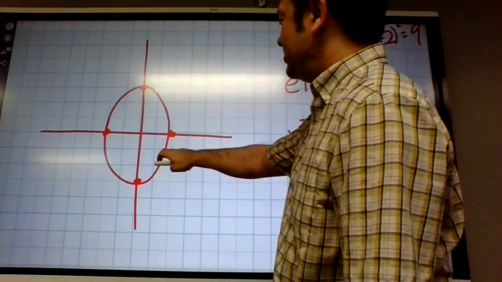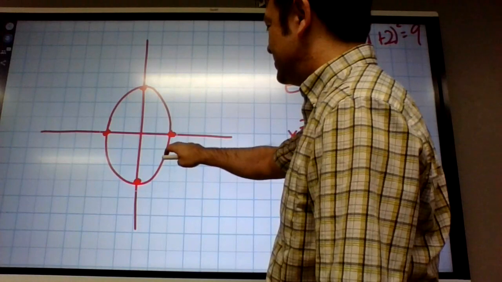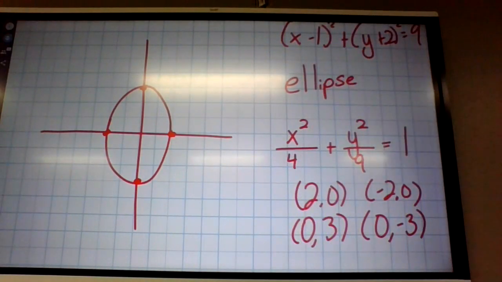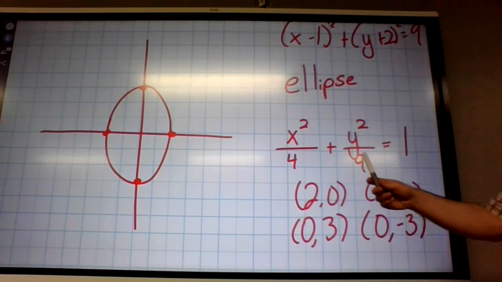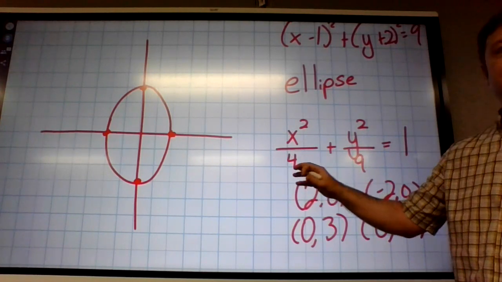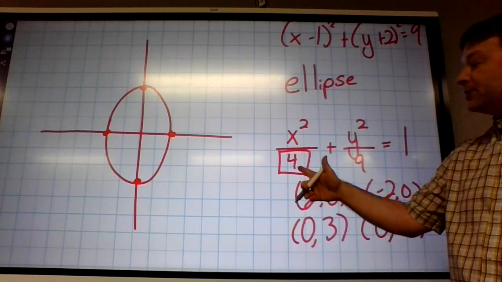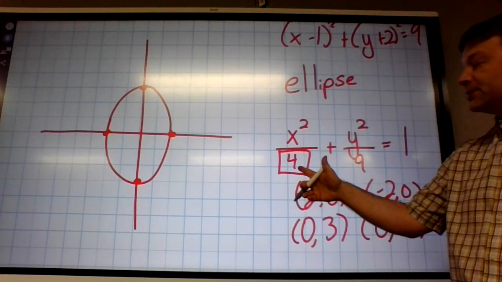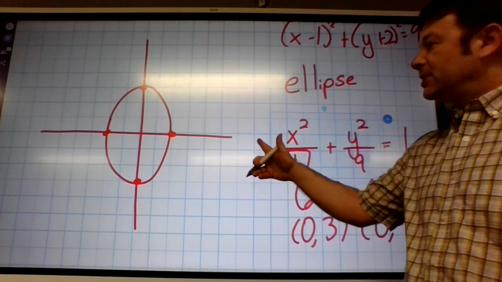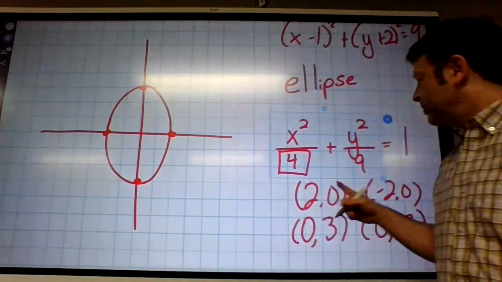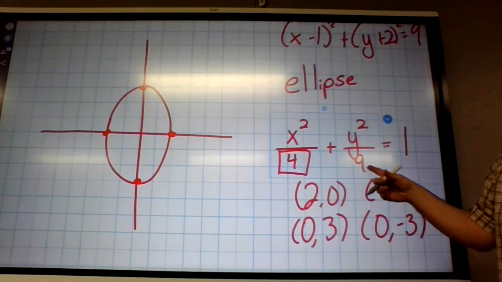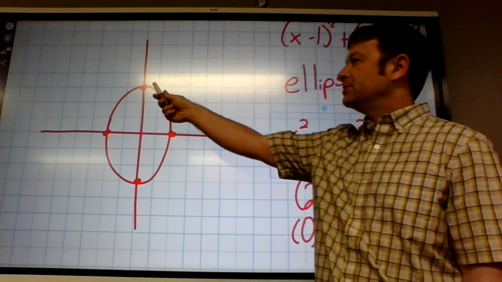Yeah, well, it's supposed to be an oval more than an egg, but anyway. Okay, so basically, the x-intercepts are the square root of this. So it's 2 and -2. And the y-intercepts are the square root of 9. So 3 and -3.